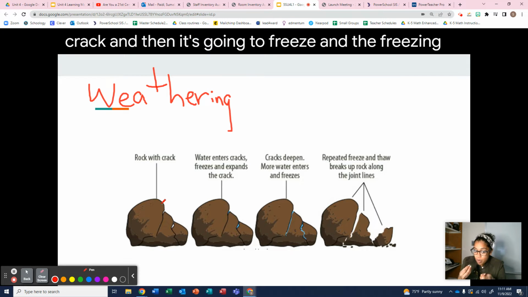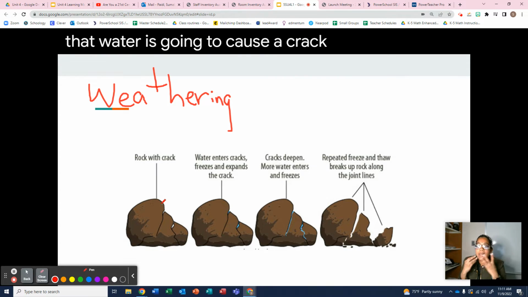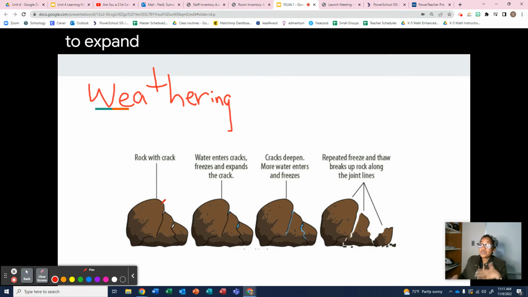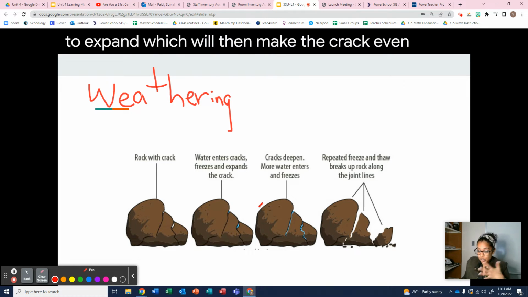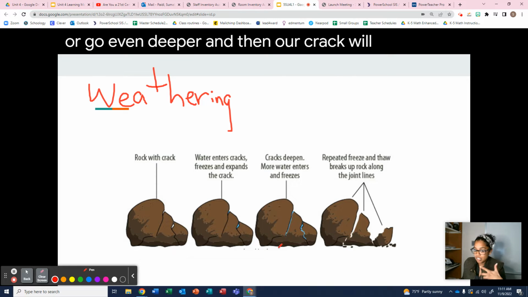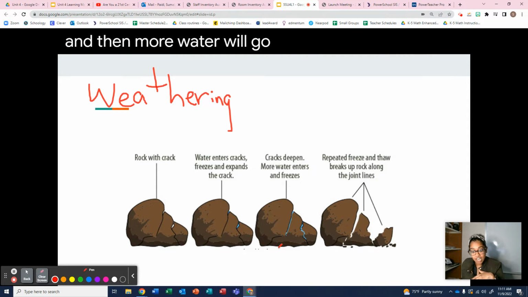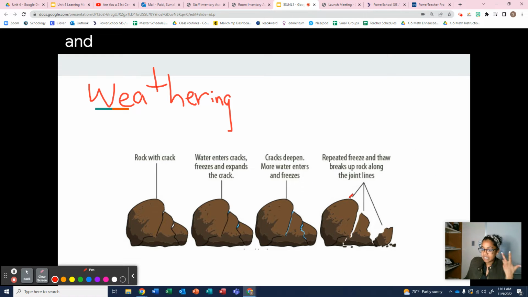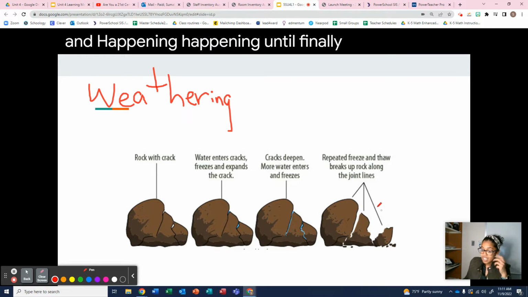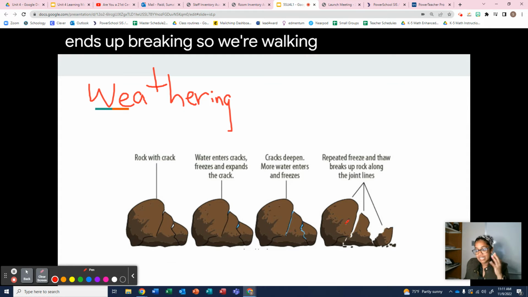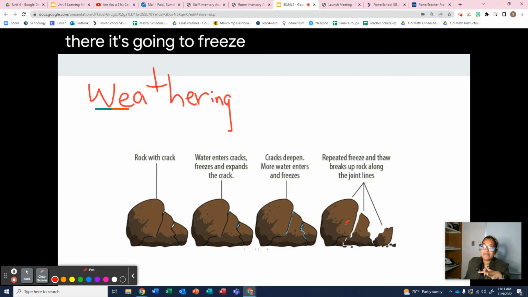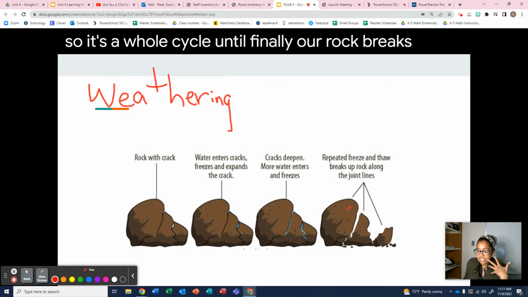And the freezing of that water is going to cause that crack to expand, which will make the crack even bigger or go even deeper. And then more water will go in there and it'll freeze, and the crack will get bigger. This is going to keep happening until finally the rock ends up breaking. Water is going to get in there, it's going to freeze, then it's going to thaw out, our crack's going to get bigger, then more water is going to get in. So it's a whole cycle until finally our rock breaks into tiny little pieces.